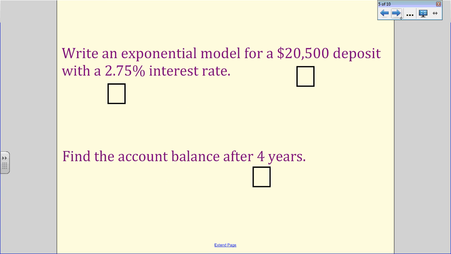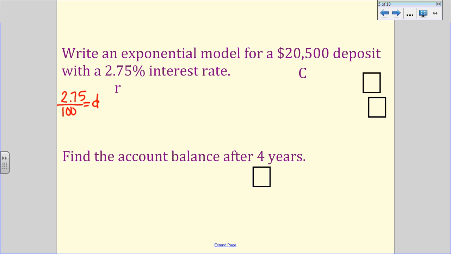All right, now we want to take a look at an exponential model for a $20,500 deposit with a 2.75 interest rate. So keep in mind, the $20,500 is our C value, and 2.75 is your R value. Remember, ladies and gentlemen, I told you for your percent, it's the percent divided by 100. That will equal your decimal value, or that will give you your R value. So quickly at your seats, try and figure that out. We'll give you a little bit of time, and we'll call on someone to give us an answer. So compare what you're getting to your neighbors, either across the aisle or right next door.